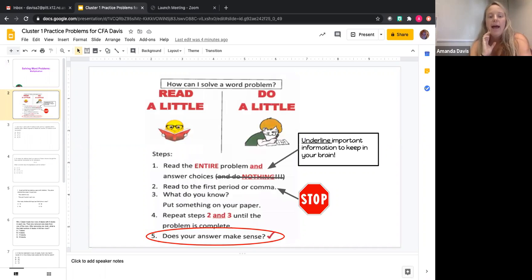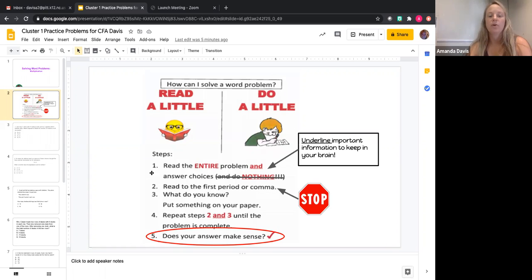So, how many of you have heard of read a little, do a little? I hope all of you are raising your hands right now. This is the strategy we're going to use this year, and your teachers are going to say over and over and over again, read a little, then do a little. So this is what you do when you need to read a little, then do a little.